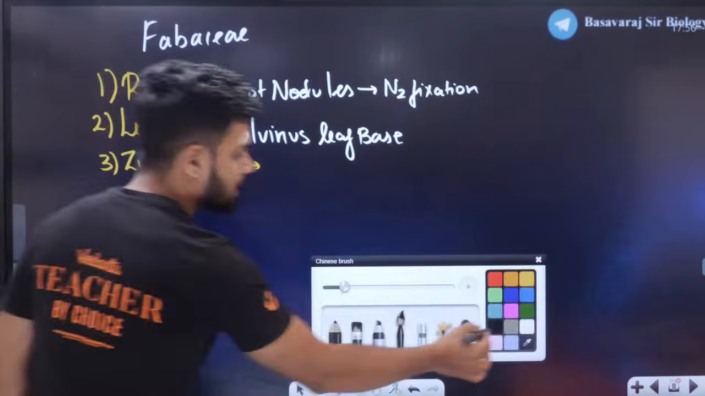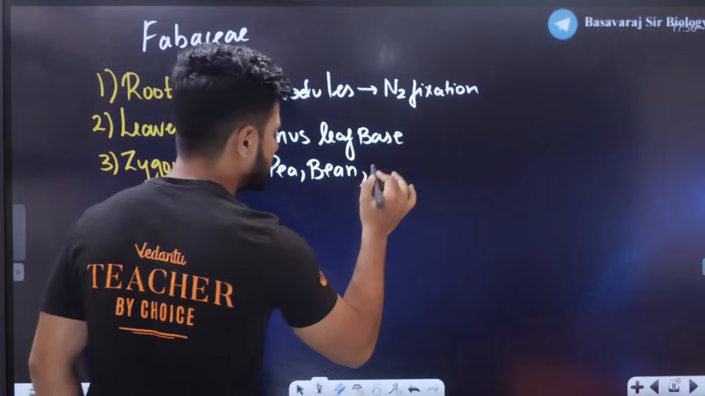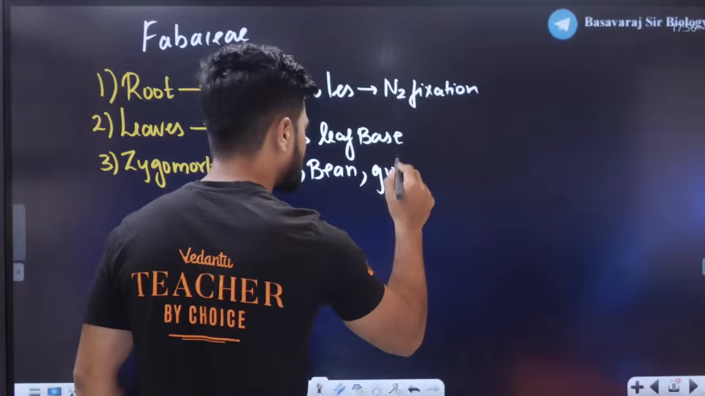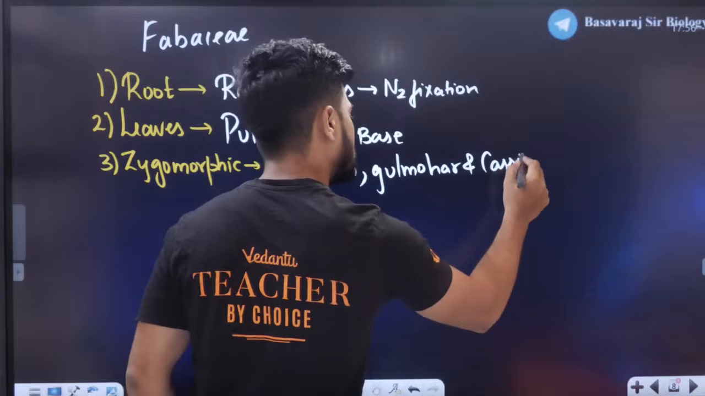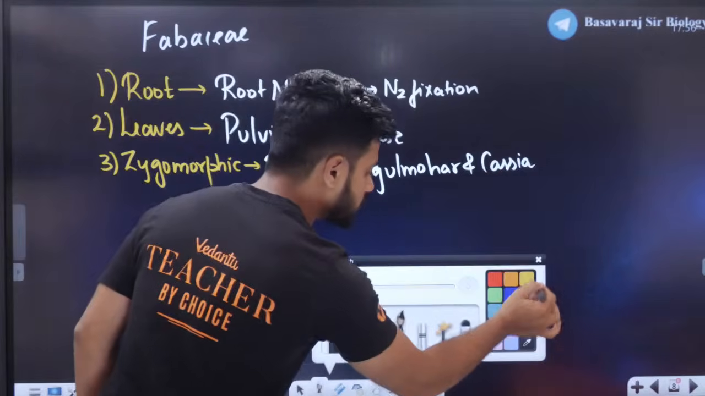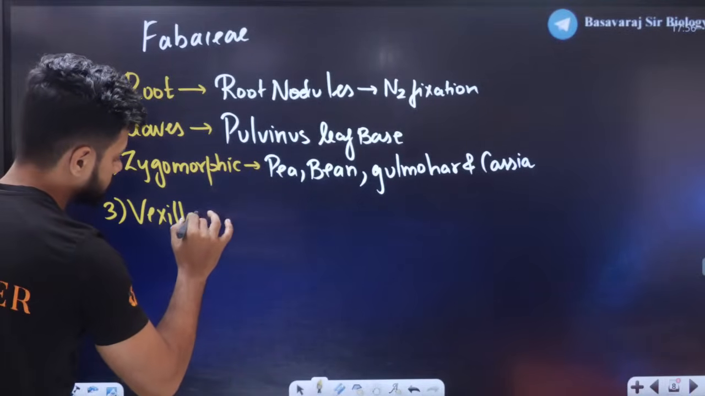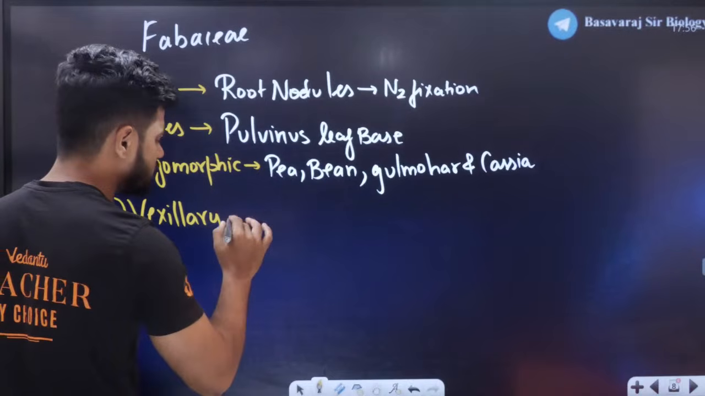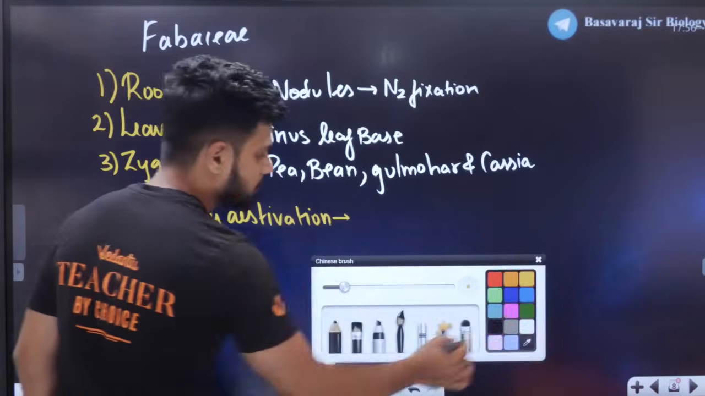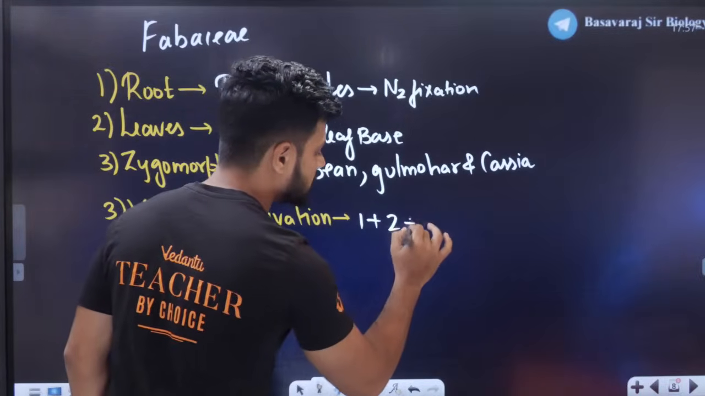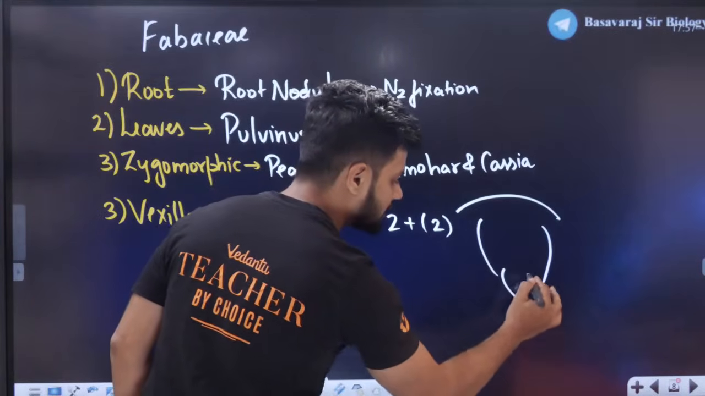Example in your NCERT, tell me. We have pea, bean. Then we also have gulmohar and cassia. Okay, pea, bean, gulmohar and cassia. How was the corolla, students? Vexillary estivation. In vexillary estivation, what did we study? We studied the 1 plus 2 plus 2 arrangement, that is standard, wing and keel.